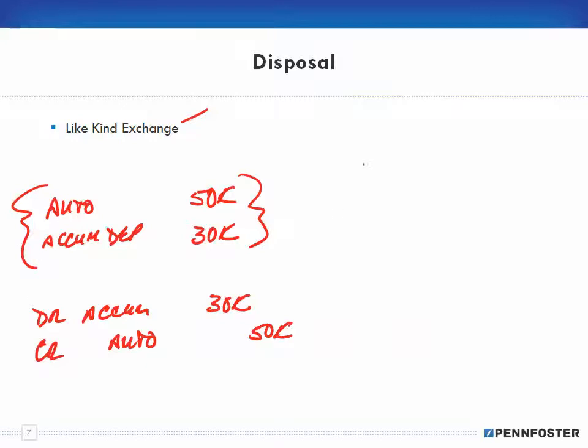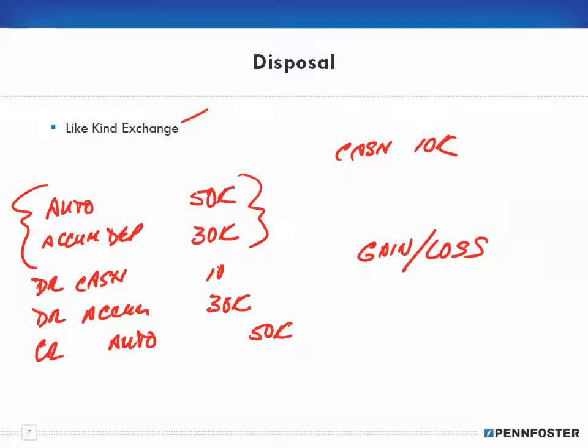So basically what you're looking at here is either a gain or a loss on the asset. In this case, let's say somebody pays you $10,000 for that asset. So you're going to get cash of $10,000, and we're going to debit cash for $10,000.